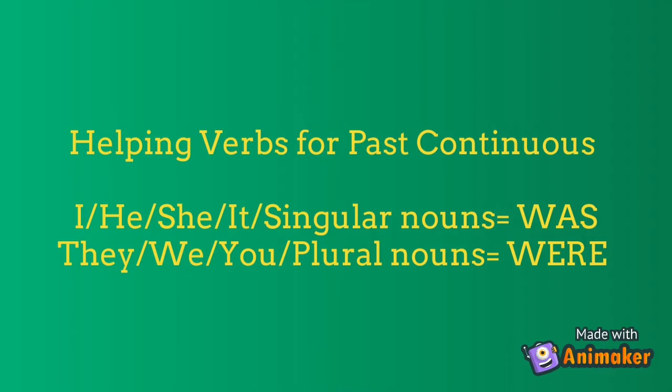Were is the helping verb we use for more than one thing. For example, they, we, you, and all the plural nouns. For example, girls, boys, men, women, sticks, or we say shirts, etc. So, were is used in the past continuous tense for more than one thing or one person.